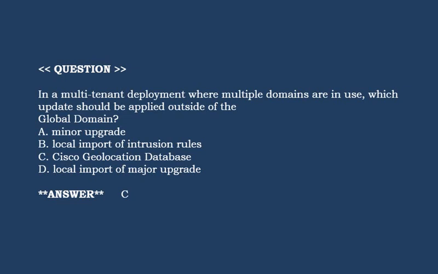Question is: in a multi-tenant deployment where multiple domains are in use, which update should be applied outside of the global domain? Option A, minor upgrade. Option B, local import of intrusion rules. Option C, Cisco geolocation database. Option D, local import of major upgrade. Correct answer is option C.